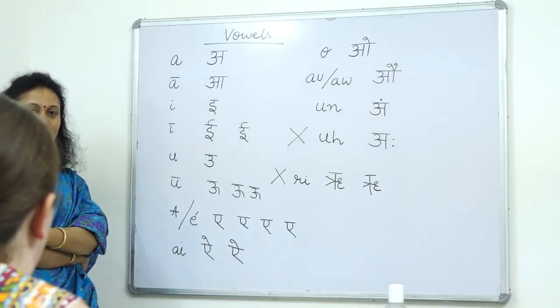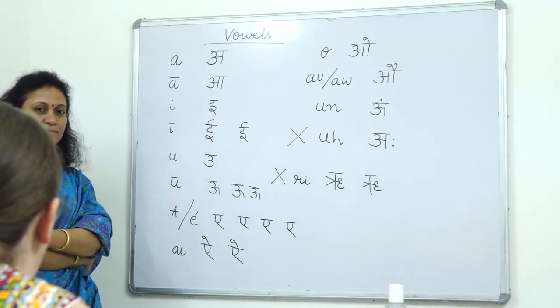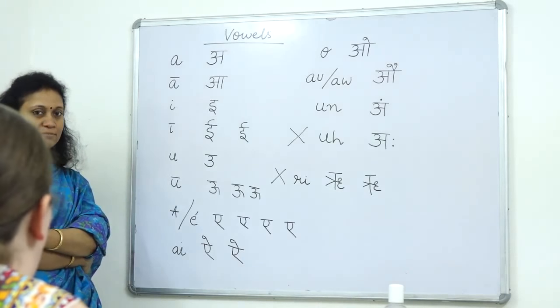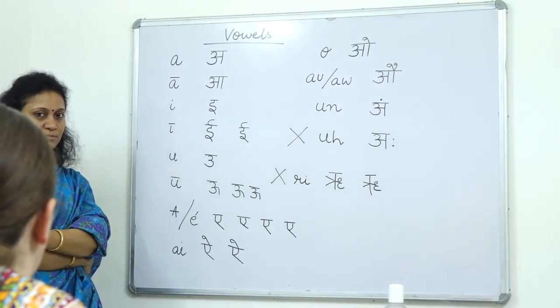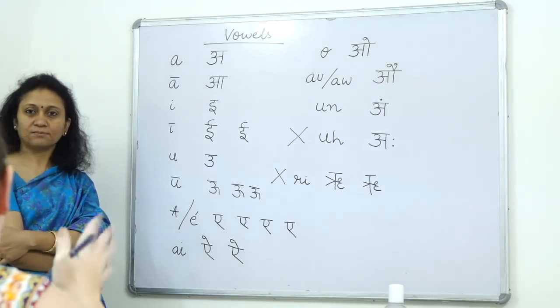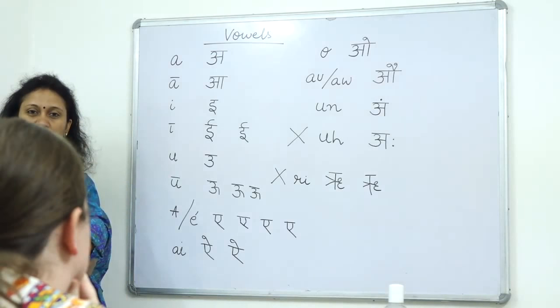A, i, u, e, o. That's right, absolutely. Very nice. And then an. Yes, that's right. Absolutely. So this is how it is.